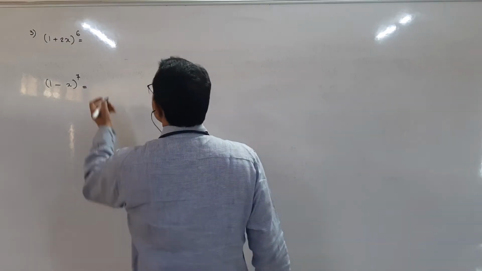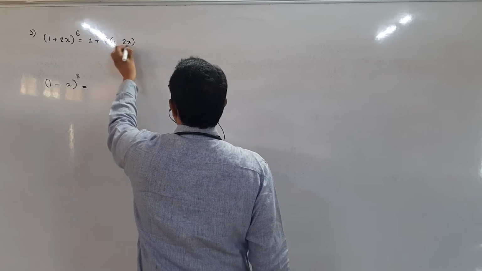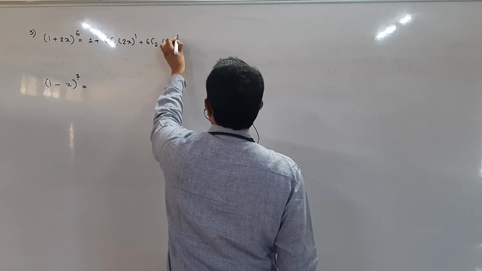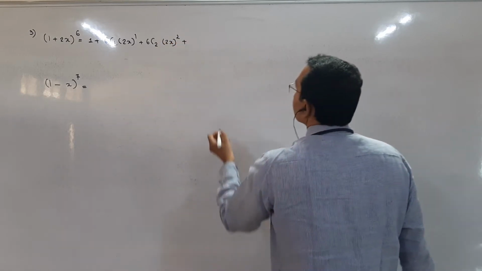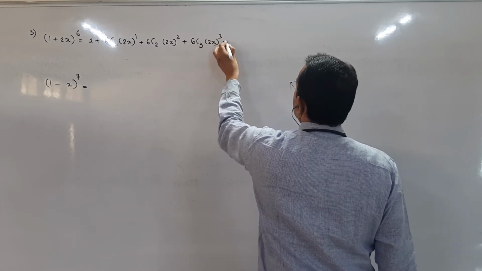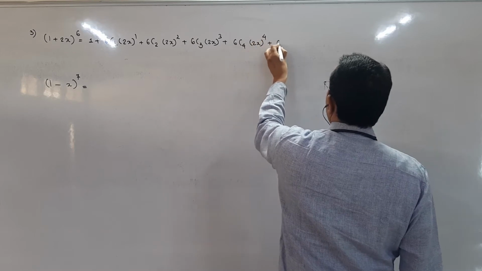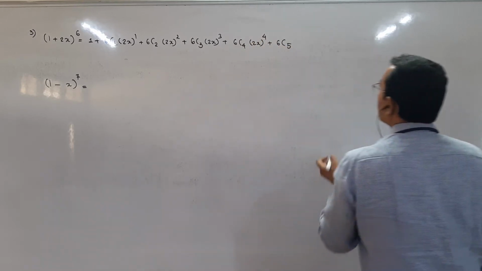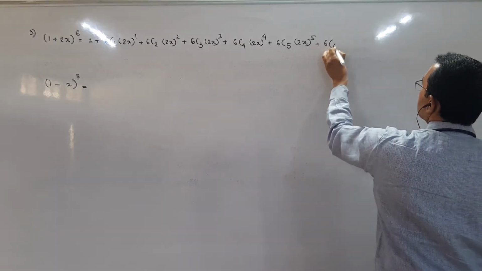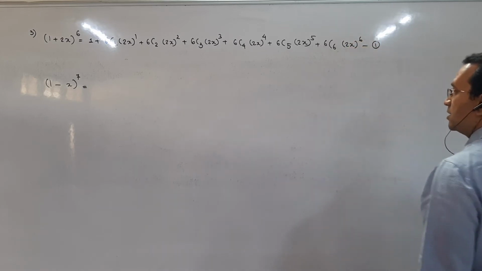So if I expand this, it will be 1 plus 6c1 2x raised to 1 plus 6c2 2x raised to 2 plus 6c3 2x cubed plus 6c4 2x raised to 4 plus 6c5 2x raised to 5 plus 6c6 2x raised to 6. So this is result 1.